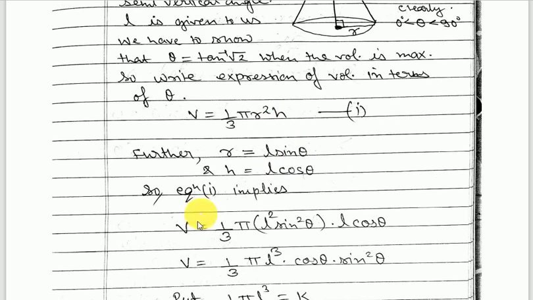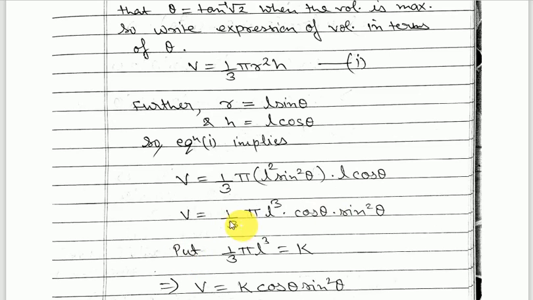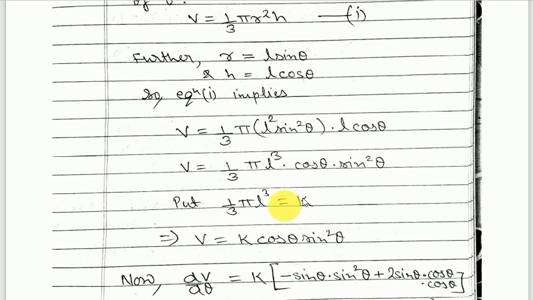We'll get V equal to 1 by 3 into pi L square sin square theta into L cos theta. Simplify this, you get V equal to 1 by 3 pi L cube cos theta into sin square theta. You can see that 1 by 3 pi L cube is nothing but a constant value, so in place of this I can write k. So I got V equal to k times cos theta into sin square theta.